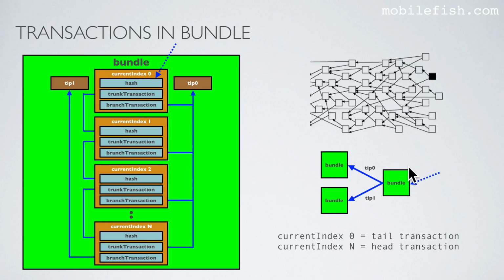This transaction represents this transaction with tip 0 and tip 1. Another transaction will use this transaction, for example, as tip 0. So this arrow points to this hash value. All these transactions represent the transactions inside the bundle.